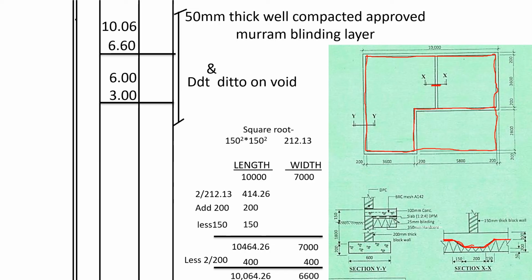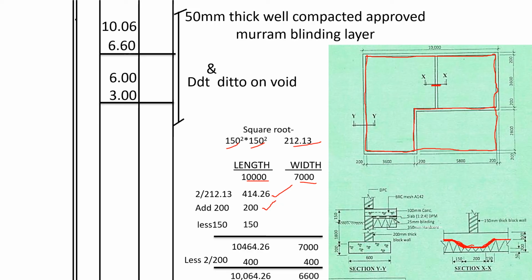You can see it's called the hypotenuse of this triangle. We shall take the height is 150, the base will be 150. 150 squared plus 150 squared, square root is 212.13. So the length is 10,000, the width is 7,000. The length will increase. Okay, so the hypotenuse here is 212 and the other side 212. So 212 times 2 is 424.26. Then we add the base 200.